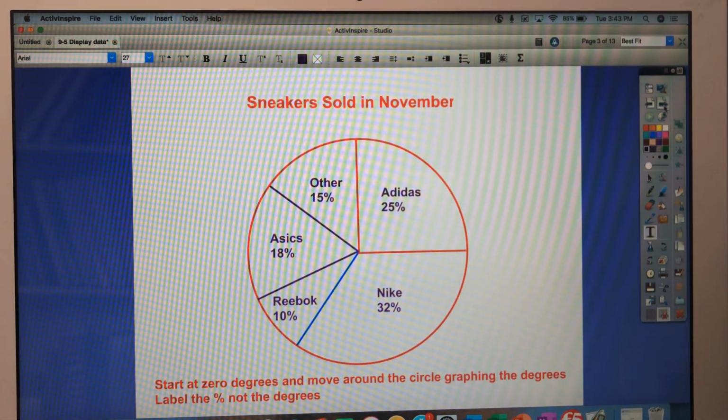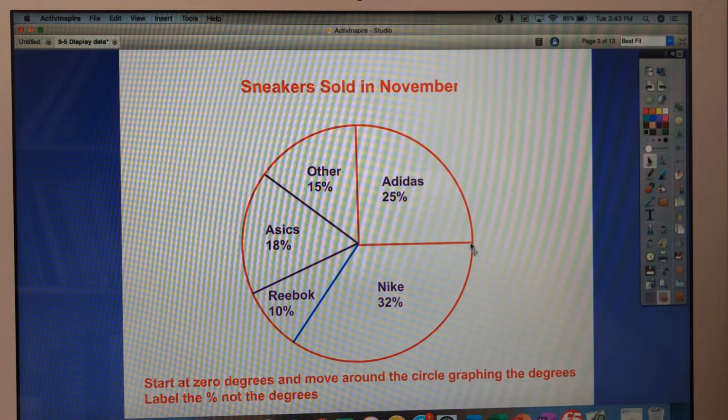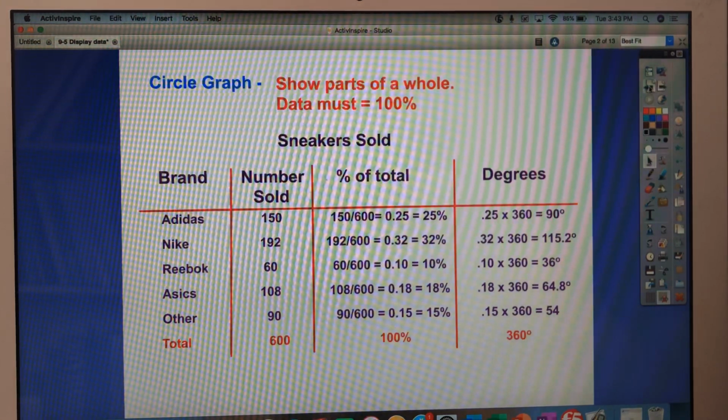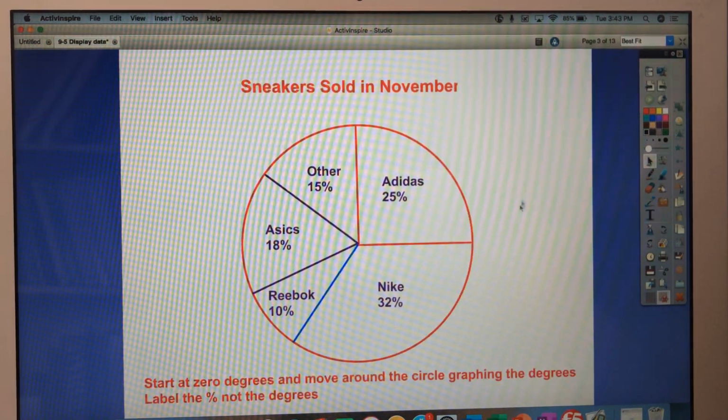Here's our circle. Sneakers sold in November. I started with my Adidas, 25%. I took my protractor, and I have to start where Adidas ends, and I put the 0 of my protractor here. Once I put the 0 of my protractor here, I can do my degrees for Nike. Let me go back. How many degrees was Nike? Nike was 115.2 degrees. So I would have a protractor, and I would use those degrees to make my next section.